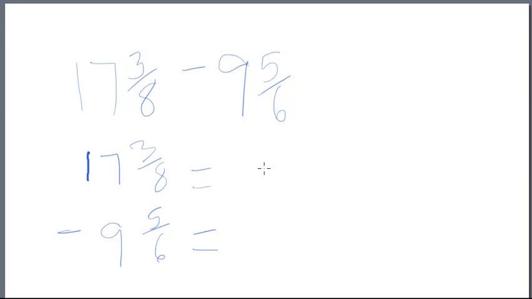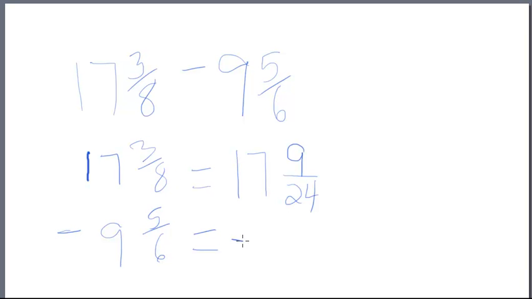So I'm going to change 17 and 3/8 into 24ths. The way I create an equivalent fraction is I ask myself, what do I multiply 8 by to get 24? Or how many times does 8 go into 24? 3 times. So I have to multiply my numerator by that same value. 3 times 3 is 9. So again, to write an equivalent fraction, I multiply my numerator and denominator by the same value.